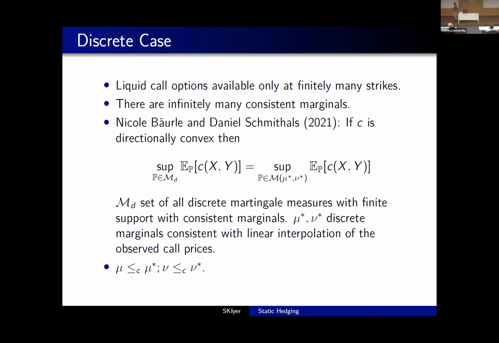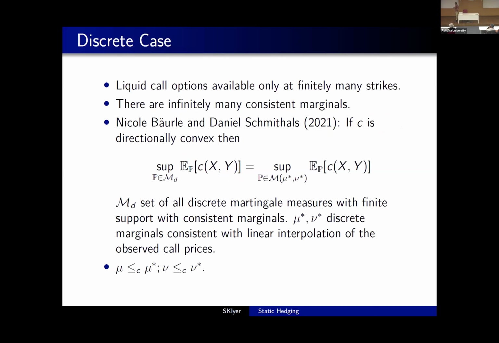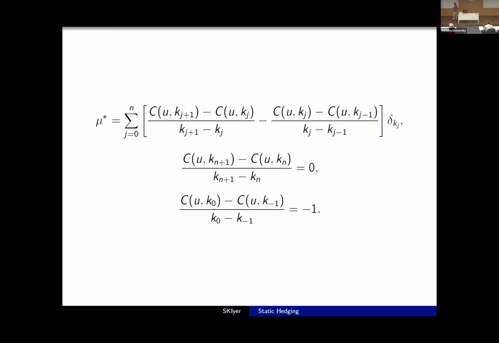And because of convexity, one can observe that these mu star and nu star will dominate any measure that is consistent with the observed call prices, right? And the nice thing about these measures is that you can write a very simple formula for them. These are discrete measures. The k sub j's are the strikes at which you are observing the call prices, and the measure mu, which is consistent with these observed call prices, is just this discrete measure supported at these strikes. So the point of this slide is that there is a very simple formula by which you can specify these marginal measures when you linearly interpolate the call prices. So you have fixed your measures mu star and nu star with some nice properties, and similarly, you can find nu star as well.